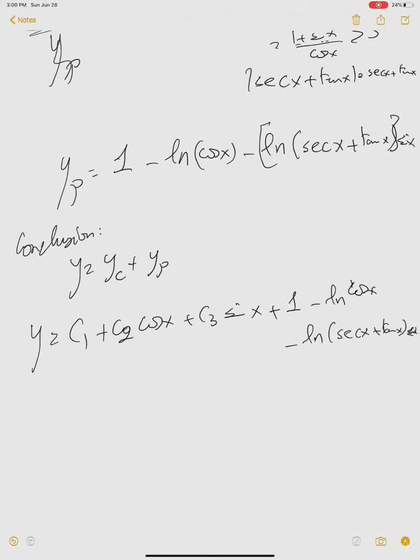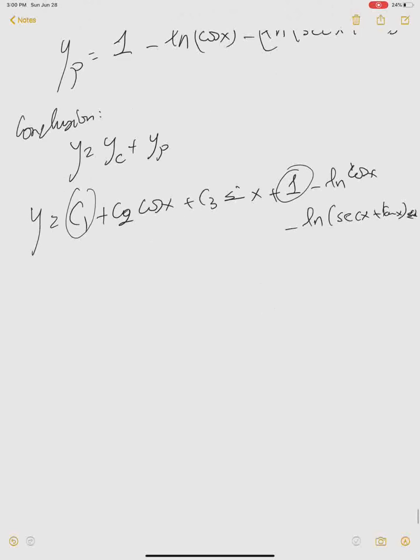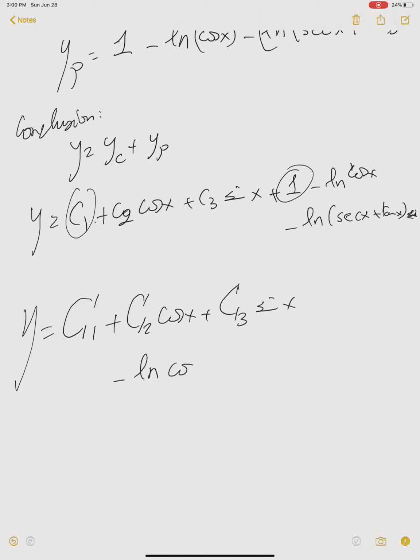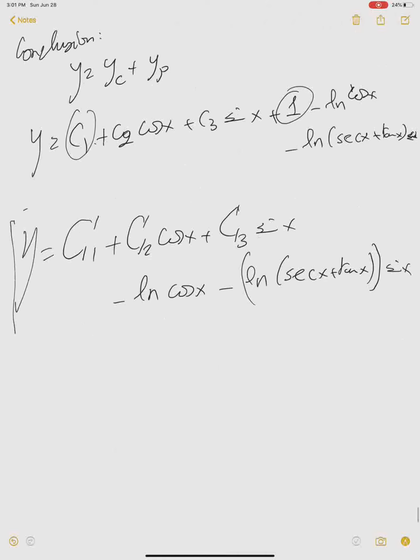But notice that c1 plus 1 is now another constant. So you can write this, if you want to simplify, as y equals c sub 1, since c1 plus 1 is just another constant, plus c sub 2 cosine x plus c sub 3 sine x minus log cosine x and minus log secant x plus tangent x, into sine x. And this is my solution.